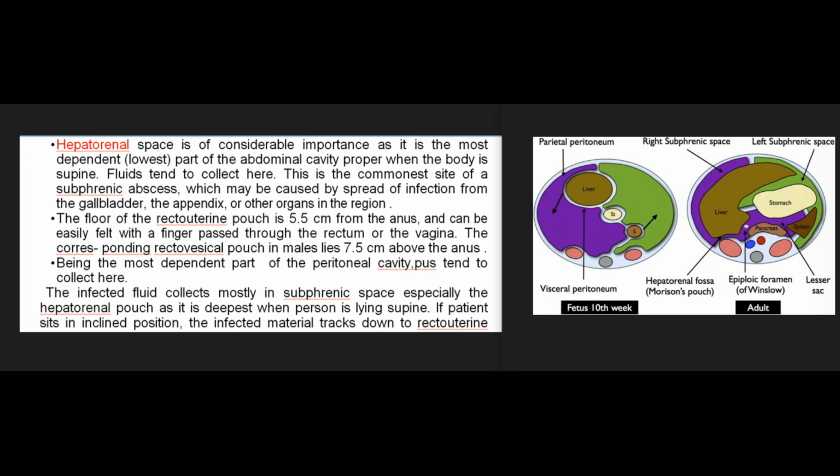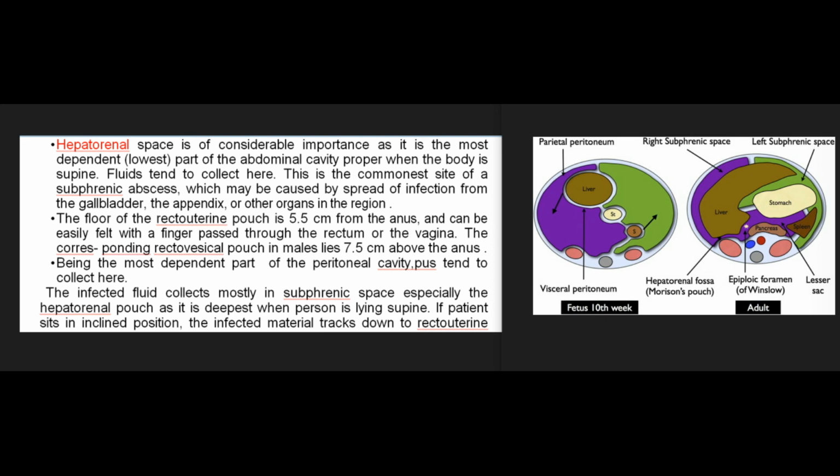The floor of the rectouterine pouch is 5.5 centimeters from the anus, and can be easily felt with a finger passed through the rectum or the vagina. The corresponding rectovesical pouch in males lies 7.5 centimeters above the anus. Being the most dependent part of the peritoneal cavity, pus tends to collect here. The infected fluid collects mostly in the subphrenic space, especially the hepatorenal pouch, as it is deepest when the person is lying supine.